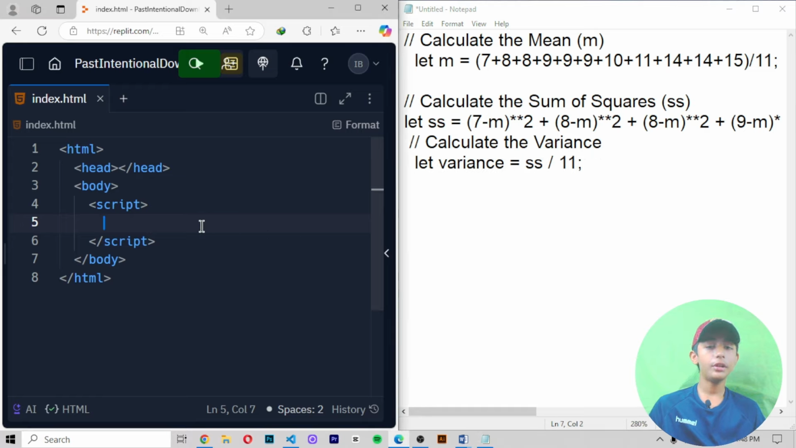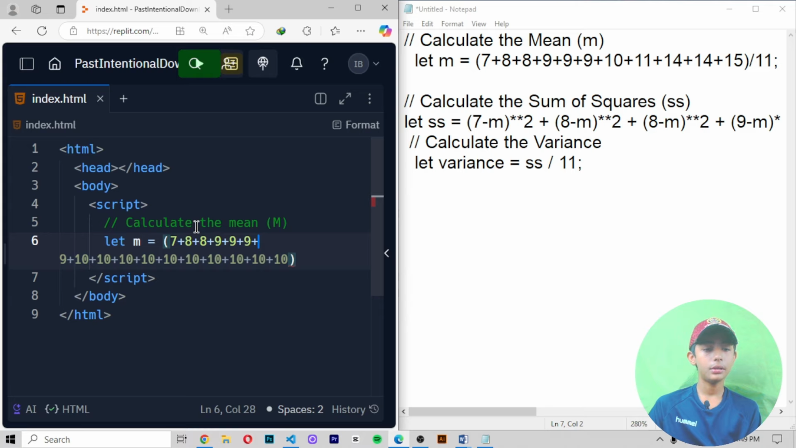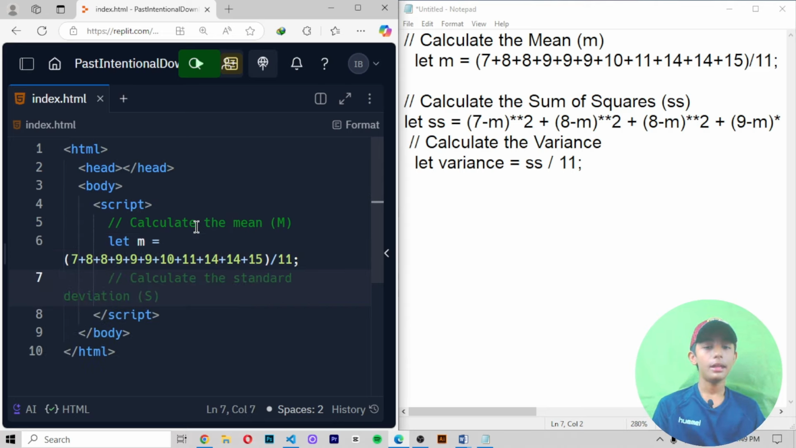Now, first of all, here you write a comment. We define a comment like calculate the mean m. Okay. Now, first of all, we write let m equals to, then here we write 7 plus 8 plus 8 plus 9 plus 9 plus 9 plus 10 plus 10 plus 11 plus 14 plus 14 plus 15, and then here I am writing divided by 11, and then here we end like that.